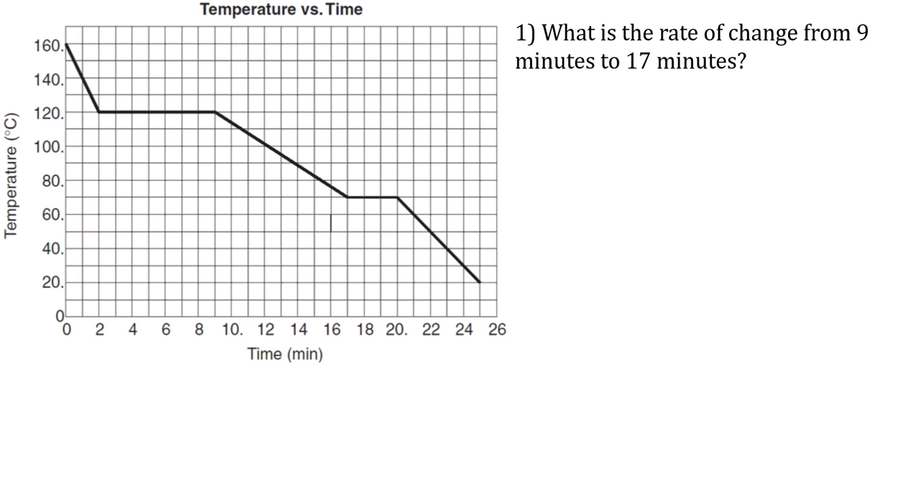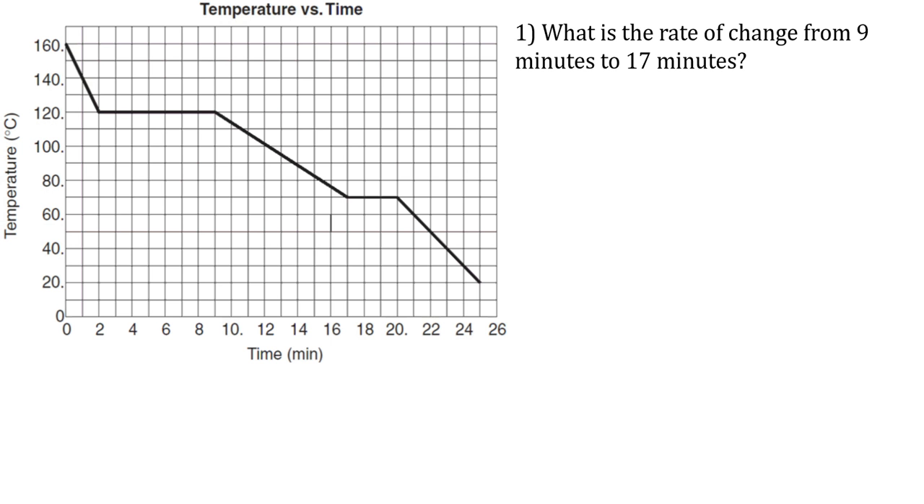Let's try another. Here's a scenario of temperature versus time. Time is being measured in minutes. This is our independent variable, our inputs. Temperature, these are our outputs, the dependent variable, and it's measured in Celsius. Our question, first off, is what's the rate of change from 9 minutes to 17 minutes?